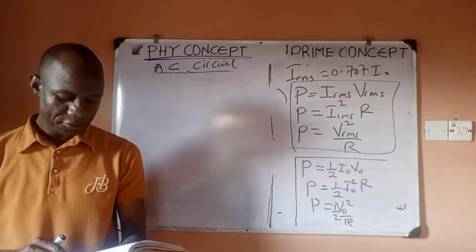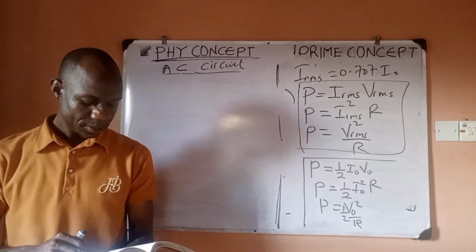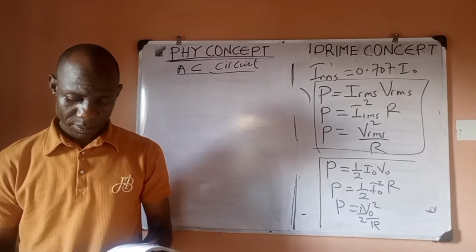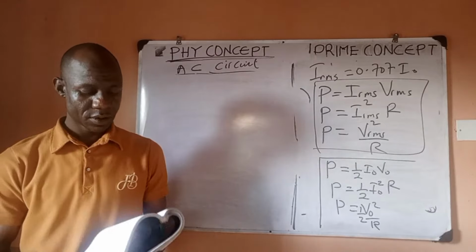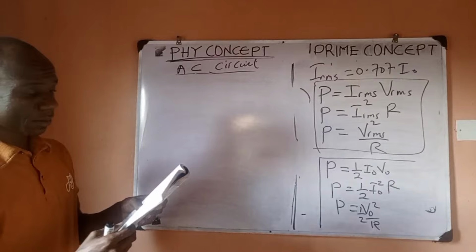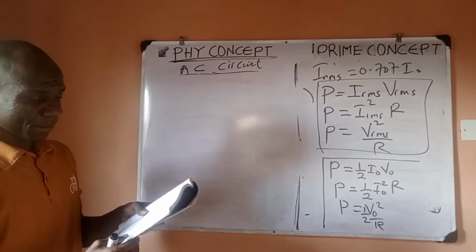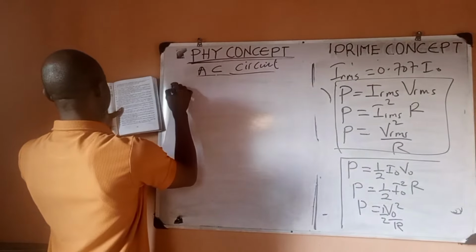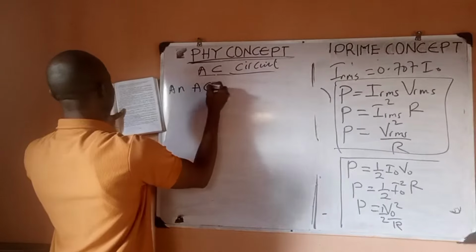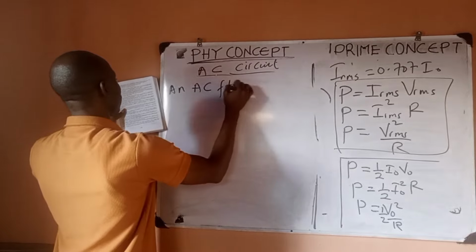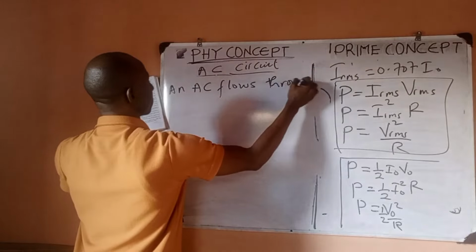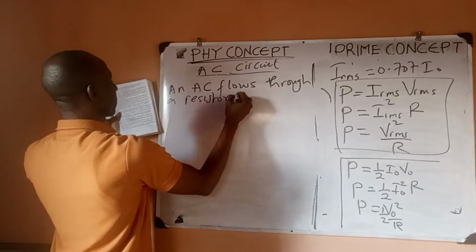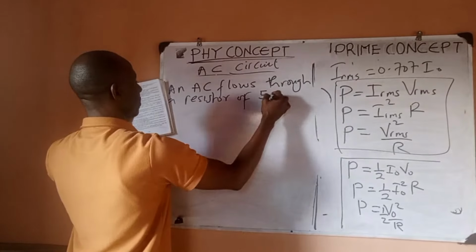Okay, I have this question. An AC flows through a resistor of 5 ohms.